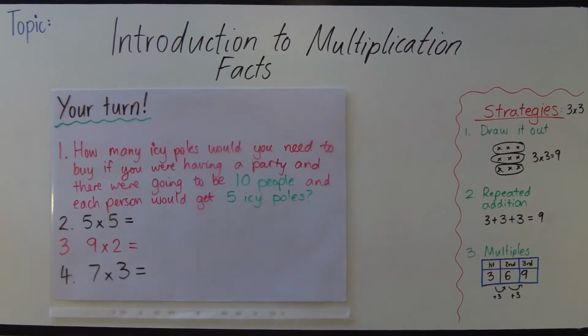Question 2, 5 times 5 is what? 9 times 2 and 7 times 3. So year 4s, make sure you pause the video now and have a go on your maths sheet.